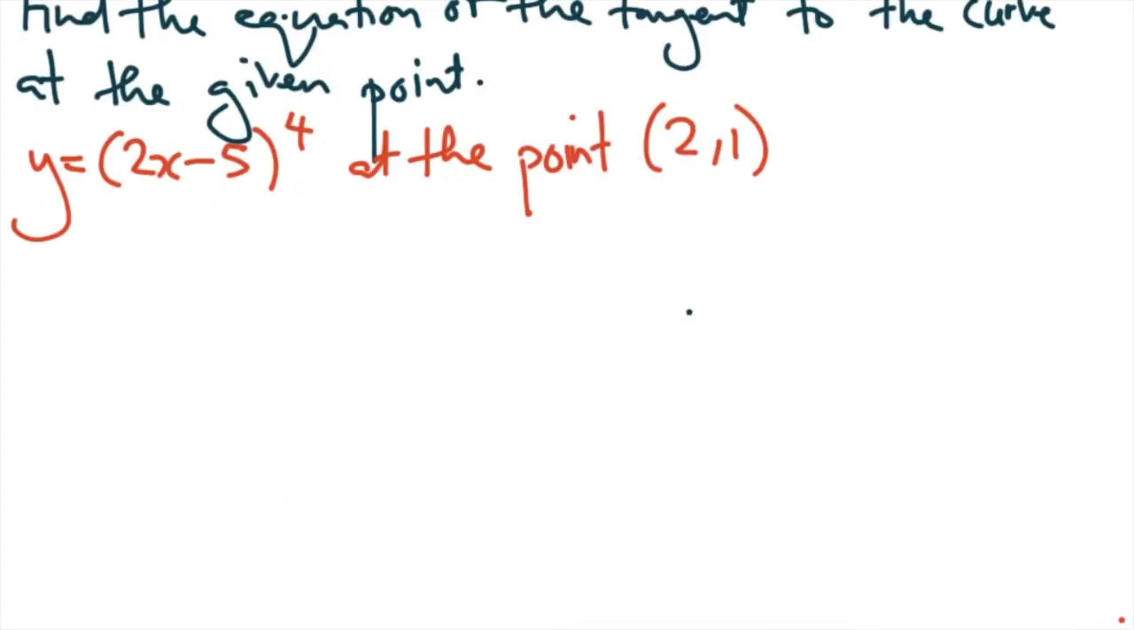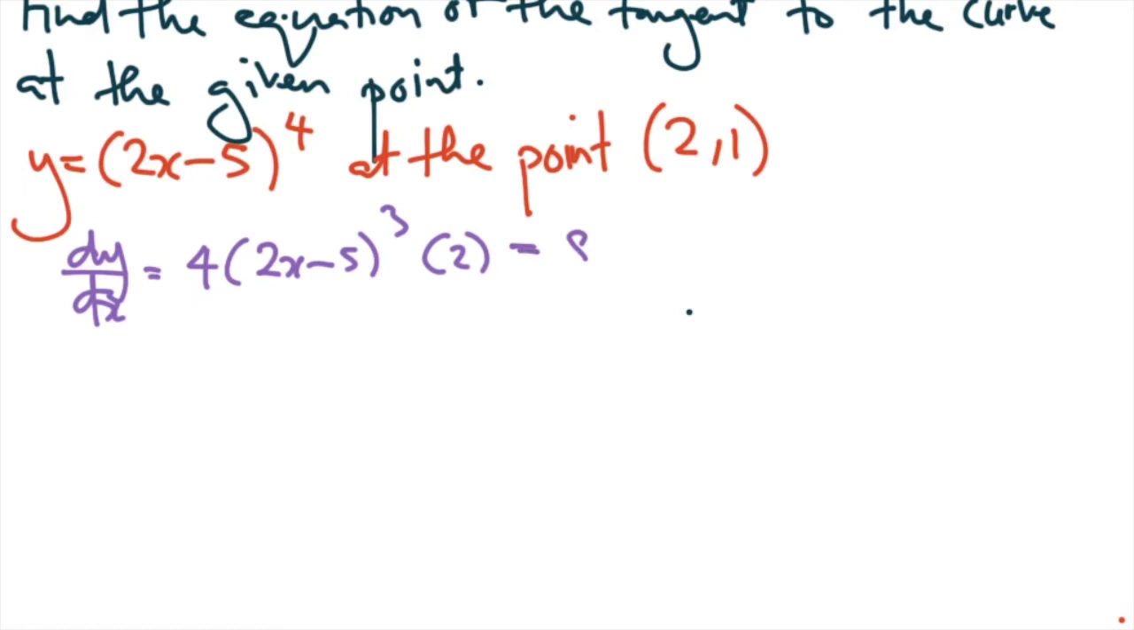Find the equation of the tangent to the curve at the given point. First step, you need to differentiate. So dy over dx equals 3 times (2x minus 5) to the power of 2, and then you differentiate inside, so 2x minus 5 gives you +2. Now this is the same as 6 times (2x minus 5) squared.